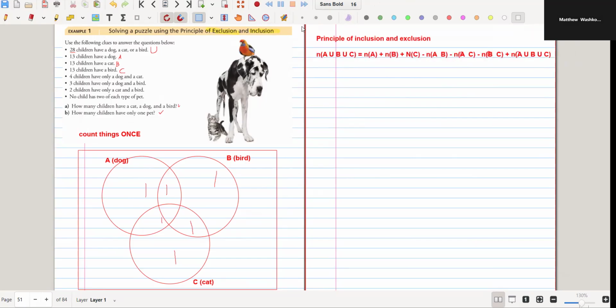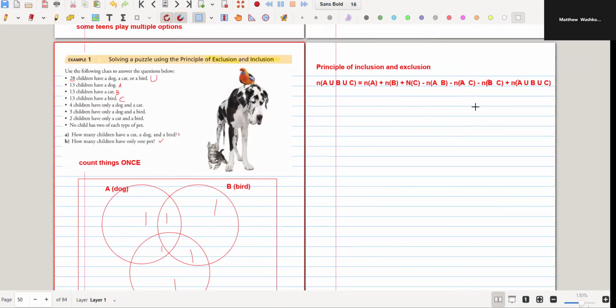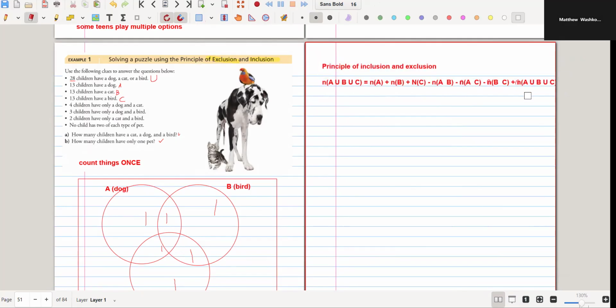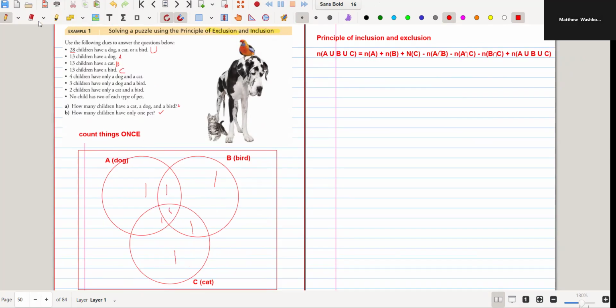So what I have here is I now have a formula. Sorry, I just gotta erase some stuff here because I had to move this darn equation. Here we go. So this is intersect, intersect, intersect. Okay, so now everything's being counted once. So now we are good to go.